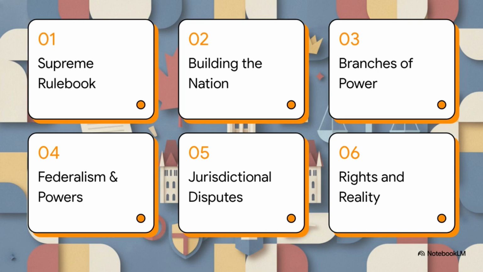So, here is our roadmap for today. We'll be covering the Supreme Canadian Rulebook, building the nation, the branches of power, federalism and divided powers, settling jurisdictional turf wars, and finally, rights, rules, and reality.